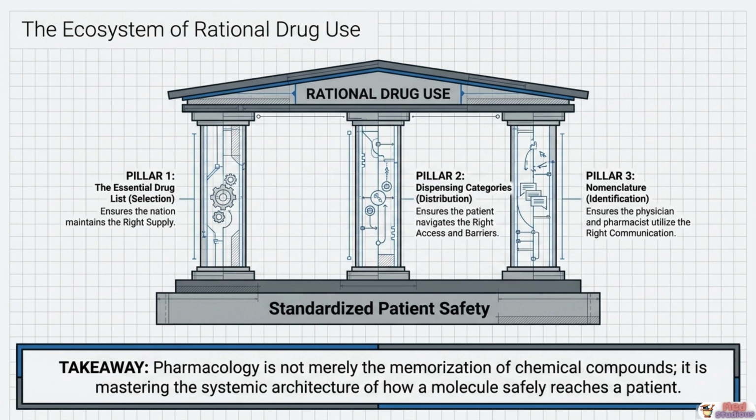Pillar 3 is drug nomenclature, the identification and communication mechanism. It ensures that the physician writing the prescription and the pharmacist interpreting it utilize the right language, the precise, universally understood, non-proprietary name that eliminates ambiguity, prevents dispensing errors, and safeguards patient safety. All 3 pillars rest on a common foundation of standardized patient safety. Pharmacology is not merely the memorization of chemical compounds. It is the mastery of the systemic architecture through which molecules safely reach patients.